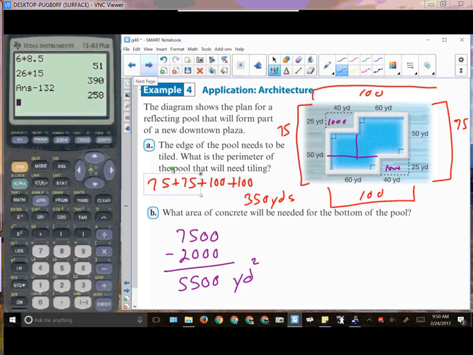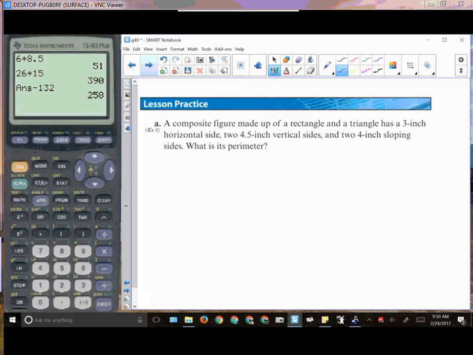So with those thoughts in mind, what I want you to do is give practice problem A a try and see what you can come up with. Okay, here we go. Did you draw out the figure?